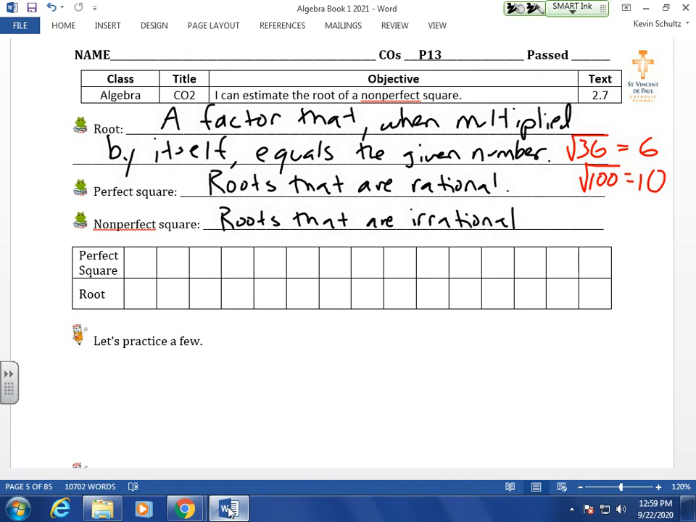Like in root 12 and root 8, the two examples that you had in yesterday's homework, root 12 is not a perfect square. There's no factor that when you multiply it by itself gives you 12. Therefore, if you took the root of 12 in a calculator, you're going to get 3.3 and so on. It goes on and on and on. Same thing with root 8. Those are irrational square roots.